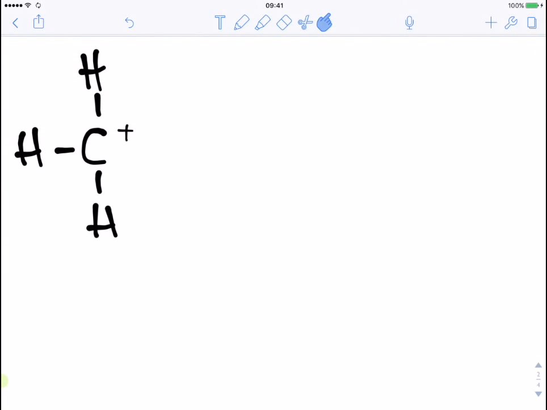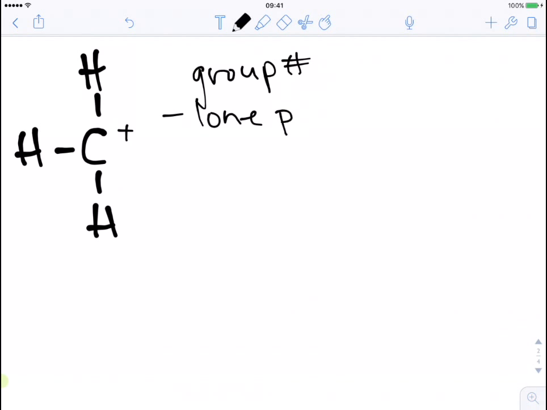If we take methane, and we want to calculate the formal charge for methane, we just write it out again, which is the group number minus the lone pair electrons minus half of the bonding electrons.